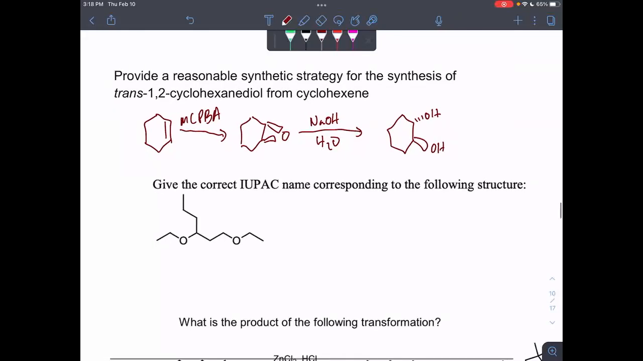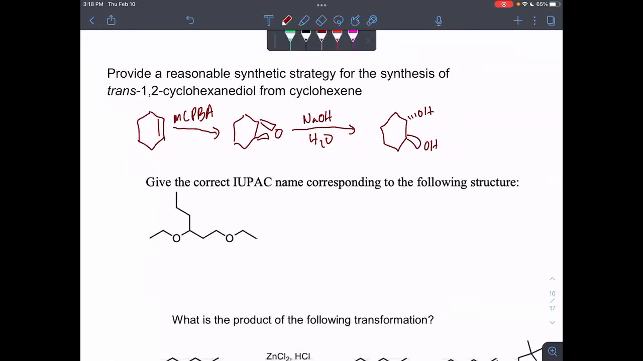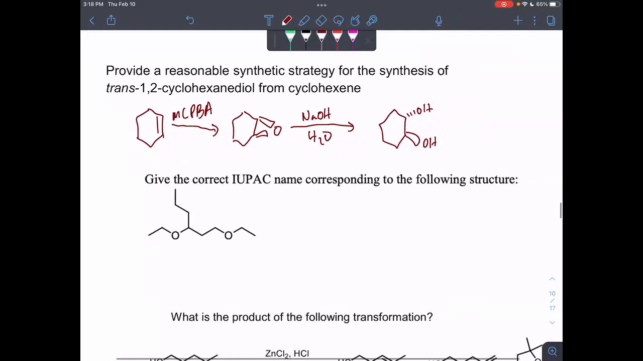Okay, so the easiest way to get from an alkene to a trans diol is to make an epoxide and then break it. Because anytime we break an epoxide, it's going to end up trans.